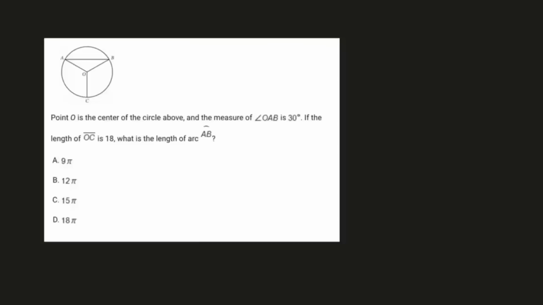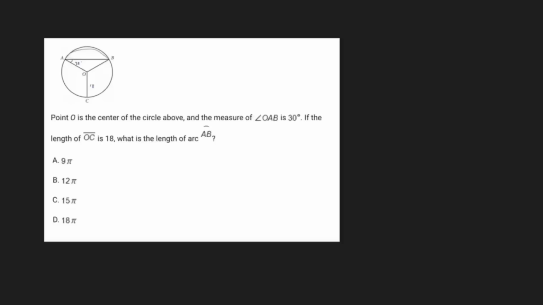O is the center of the circle above. And the measure of angle OAB is 30 degrees. All right, so that's going to be 30 degrees right there. Boom. If the length of line segment OC is 18, so this is 18, what is the length of arc AB? So I think this is the minor arc of AB right here.